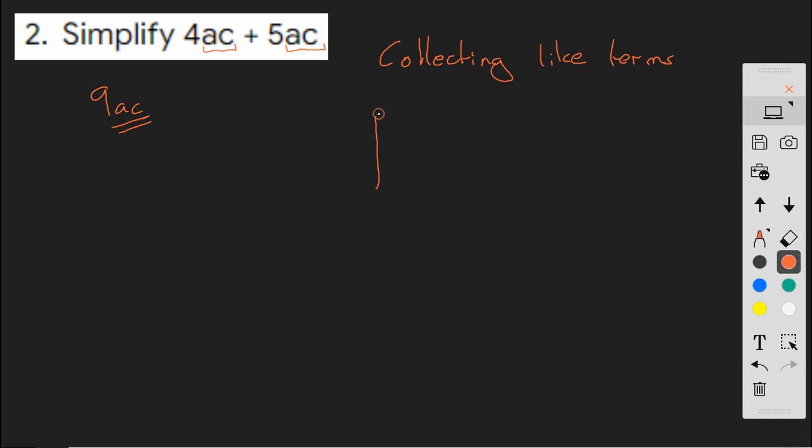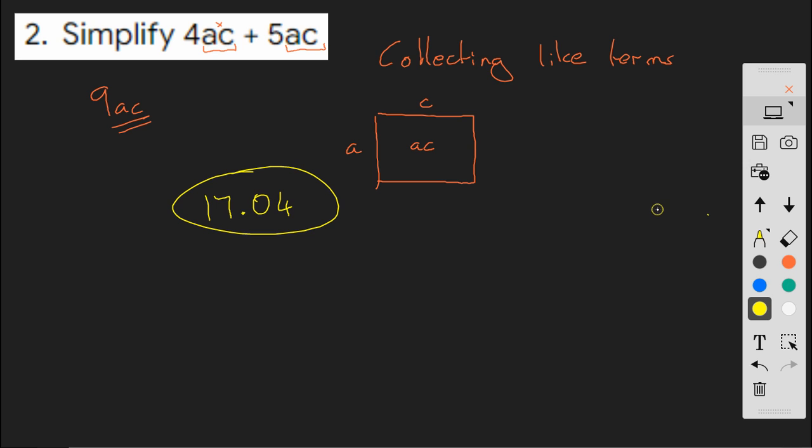Well, I'll tell you what, why don't you think about it as a rectangle of side A and other side C. And so the area of this rectangle is AC. And if we had 4 of these rectangles and we added another 5, then we'd have 9 of them. So that's why our algebra here has got 2 letters, A and C together, because it's representing those multiplied together. If you want to practice collecting like terms, then go to Sanctuary and try nugget 17.04.